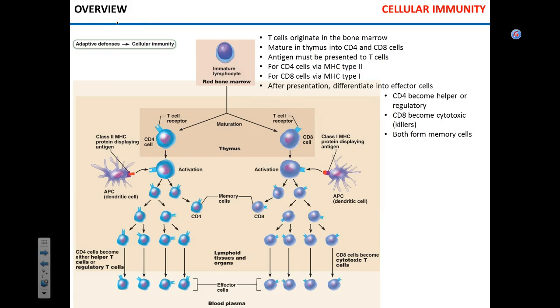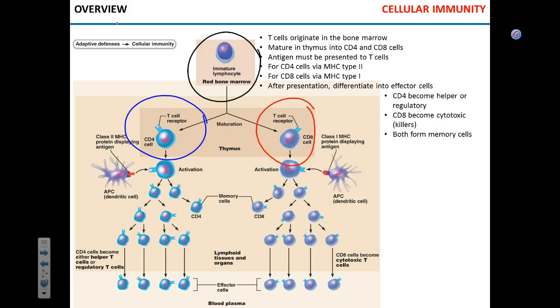So let's talk about what happens during T cell maturation. T cells originate in the bone marrow, and then they migrate into the thymus. In the thymus, they mature, forming two main populations of T cells: CD4 T cells and CD8 T cells. The fundamental difference between these two populations is that they produce different functional types of effector cells.